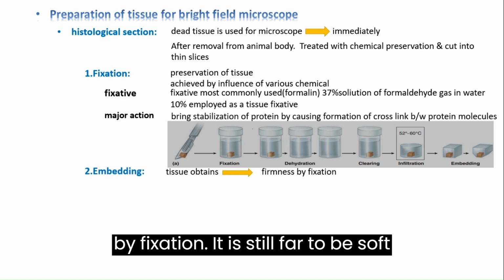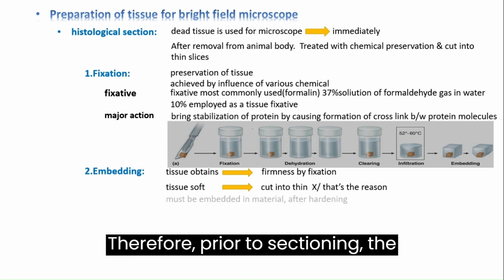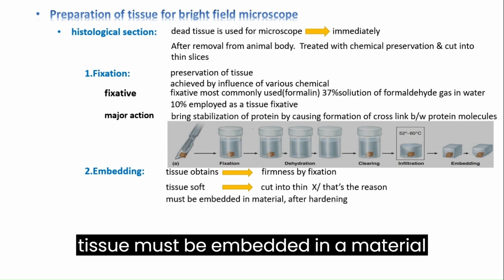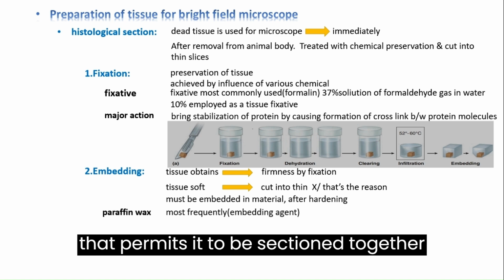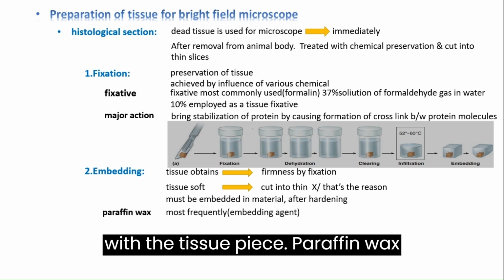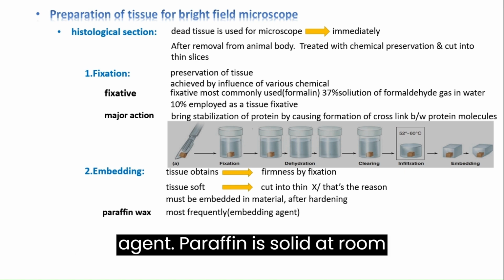It is still far too soft to be cut into thin sections. Therefore, prior to sectioning, the tissue must be embedded in a material which, after hardening, has a consistency that permits it to be sectioned together with the tissue piece. Paraffin wax is the most frequently used embedding agent.